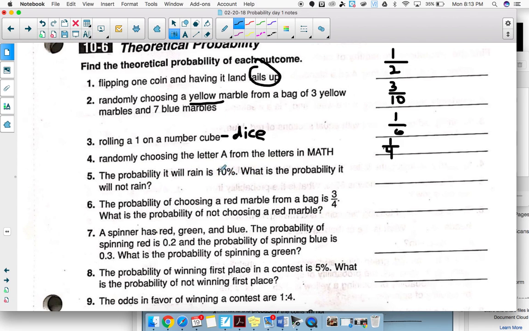Probability it will rain is 10%. What's the probability it will not rain? Well, if 100% is your total, this is just simple subtraction. 100% minus 10% would be 90%.